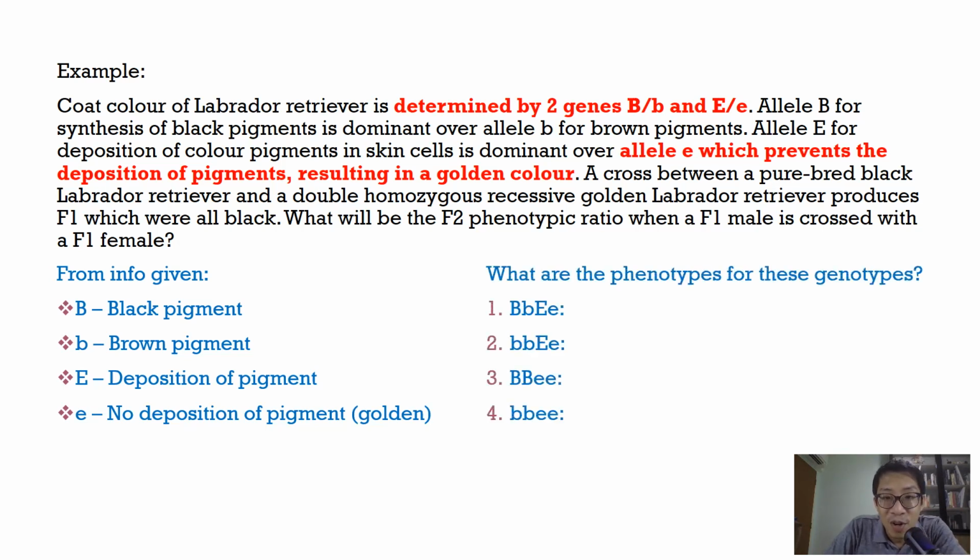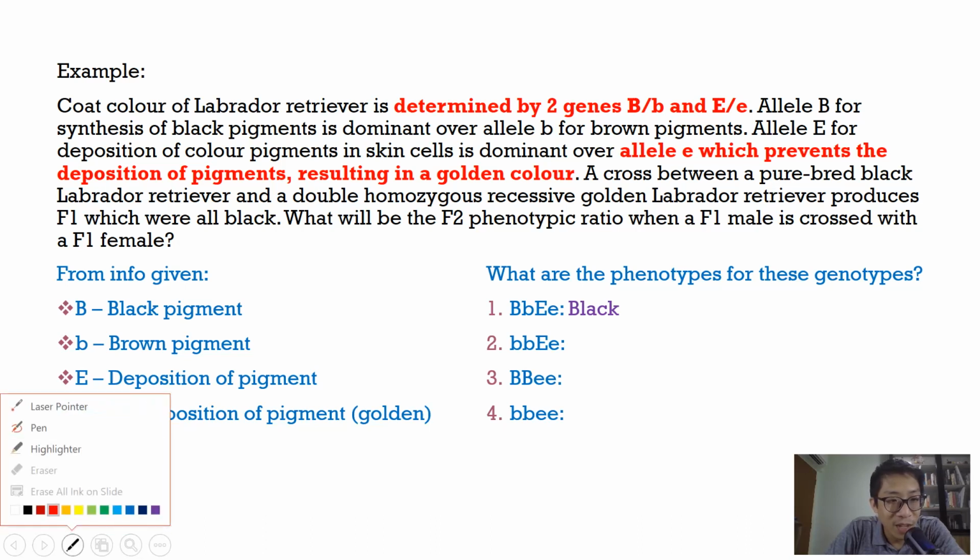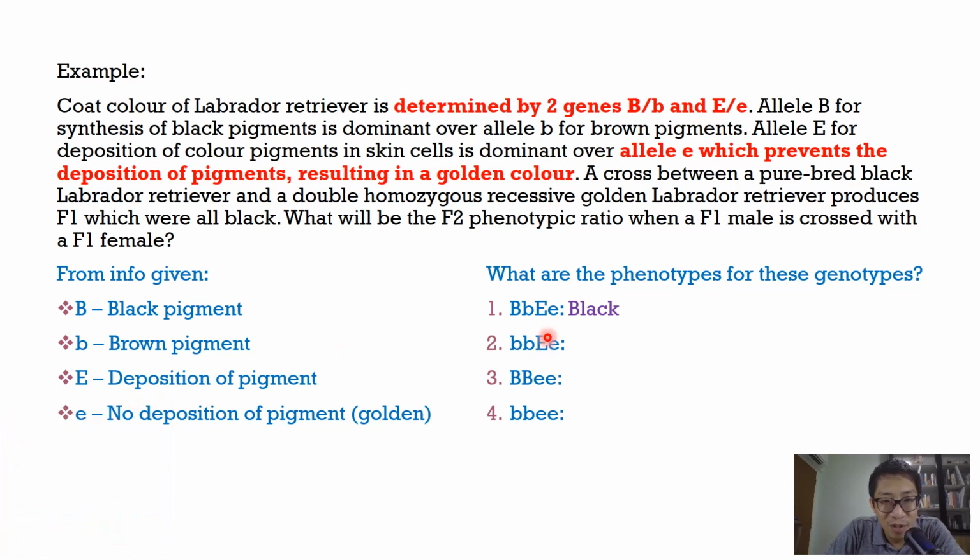All right, so just to test our understanding, if I give you these four different genotypes, what would be the phenotypes according to the information given in this question? So the first genotype, a double heterozygote, would be black in color, because the big E allele, follow my cursor here, allows for deposition of the black pigment due to the big B allele, so the dog is black.